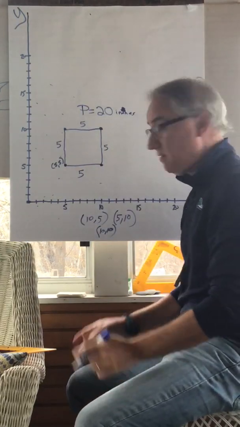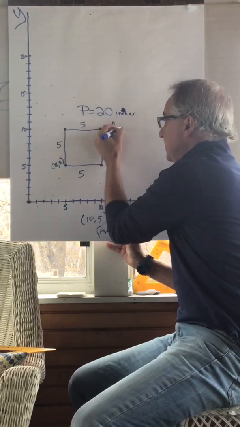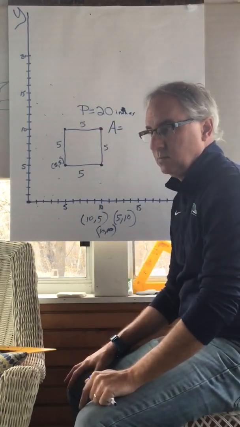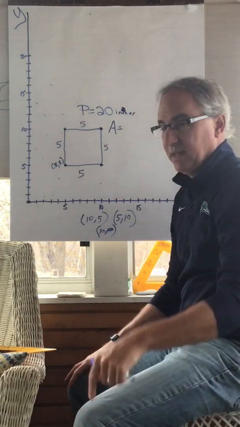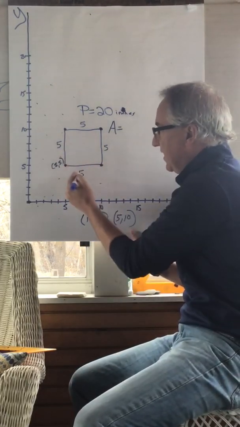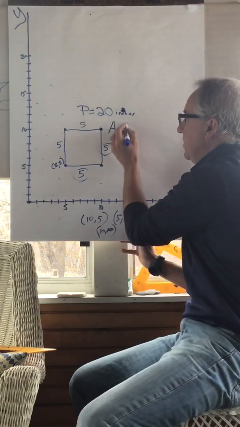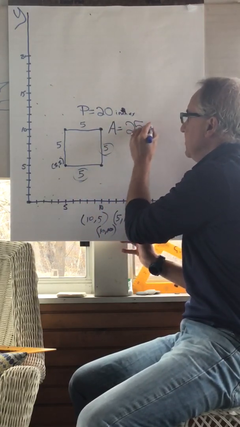Now, if I wanted to find the area of the space, Trip, how do I find area? Good, length times width. This side was 5 and this side was 5, so my length times my width, my area is going to be 25 inches squared.